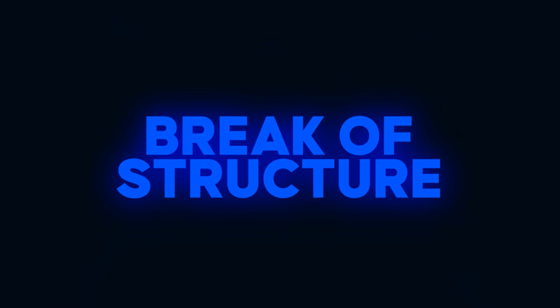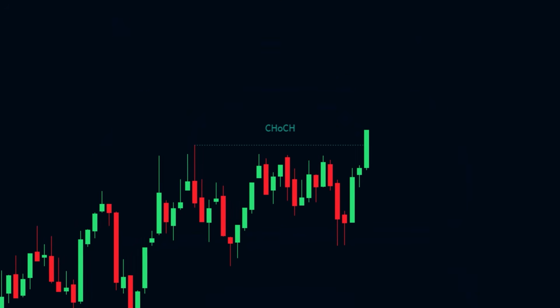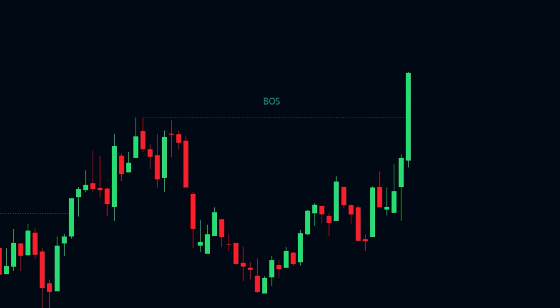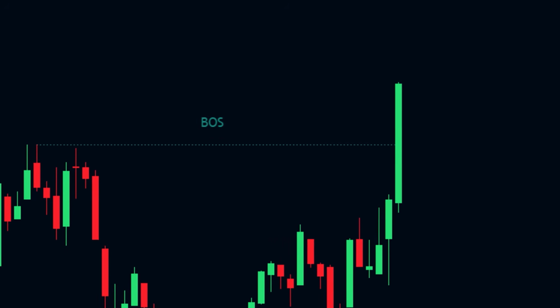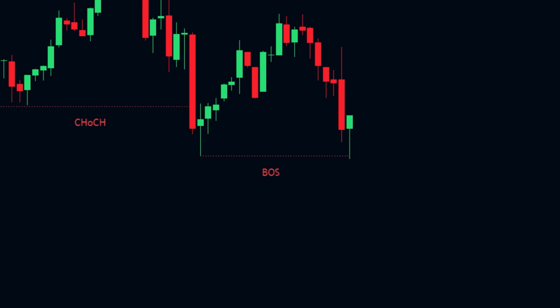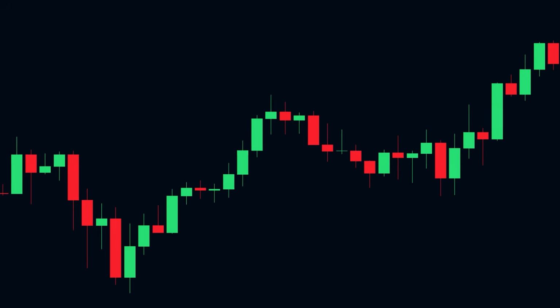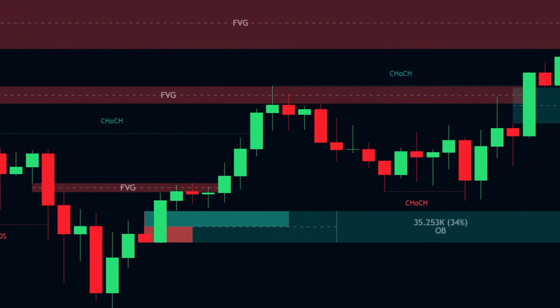And finally, break of structure, or BOS. This confirms the trend direction. After a CHoCH signals a possible reversal, a BOS confirms that the new trend has started. In an uptrend, it occurs when price makes higher highs. In a downtrend, it happens when price makes lower lows. Now that you understand the tools, let's piece them together for the strategy.